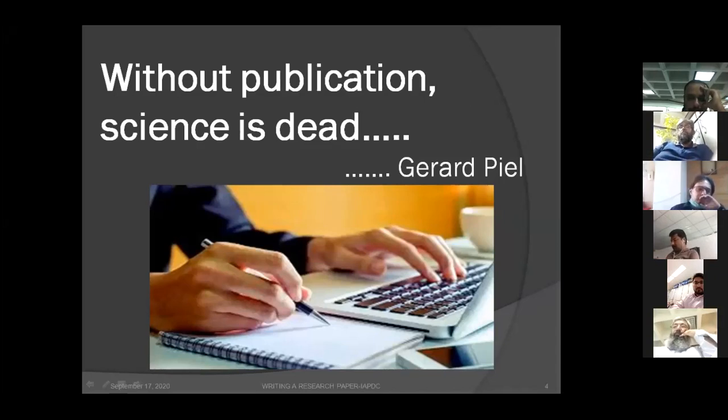It's a very big award. He says, without publication, without writing a technical or a research paper, science is dead. Because whatever you have done, you have done. And if you don't publish it, if you don't bring this into writing, or if you don't present it, it will go into files, it will go into some dead data, and ultimately it will be lost.